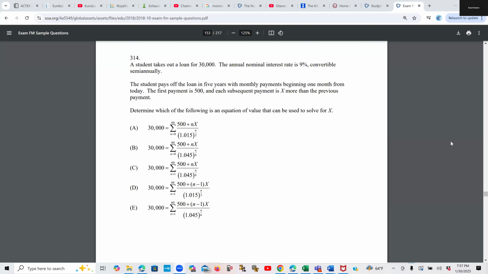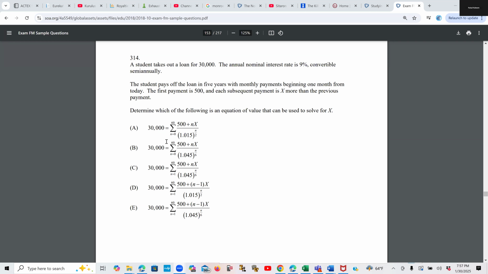A student takes out a loan of 30,000. Annual nominal interest rate is 9%, convertible semi-annually. Student pays off the loan in 5 years with monthly payments beginning 1 month from today. First payment is 500. Each subsequent payment is X more than the previous payment. So the payments form an arithmetic annuity immediate. Determine which of the following is the equation of value.